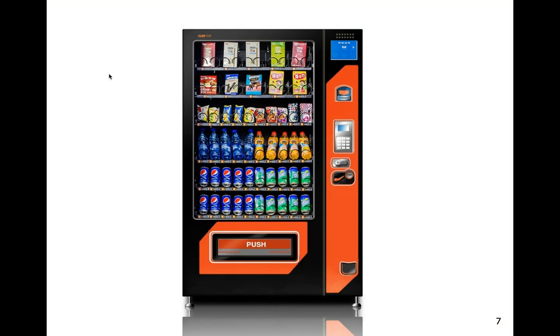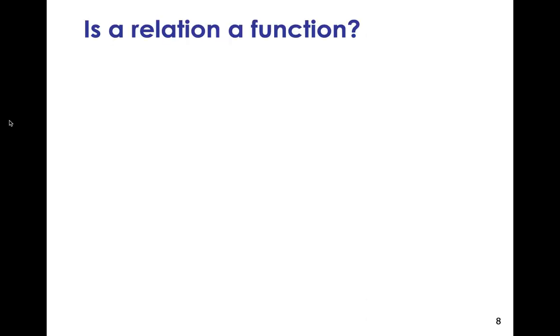So in the last video, we were talking about the vending machine and how inputting a specific code should only give you one product. And if you put in the same code but different products, that means that your machine is broken and is not functioning properly.